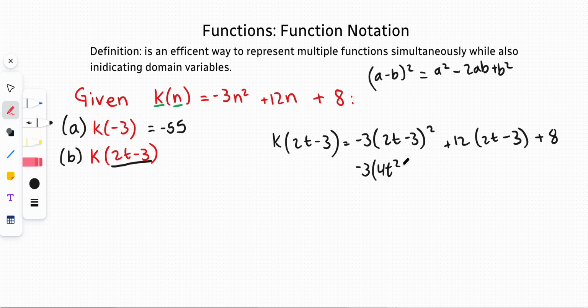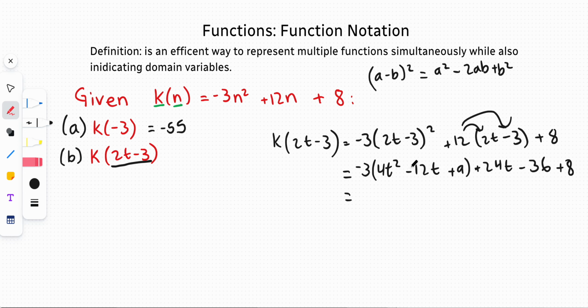And then our -2ab, that's just going to be equal to minus 12t. And then -3 squared, that's just plus 9, right? We can just distribute this 12 right here. So we get a plus 24t minus 36 plus 8, right? So all we have to do from here is just distribute and simplify.